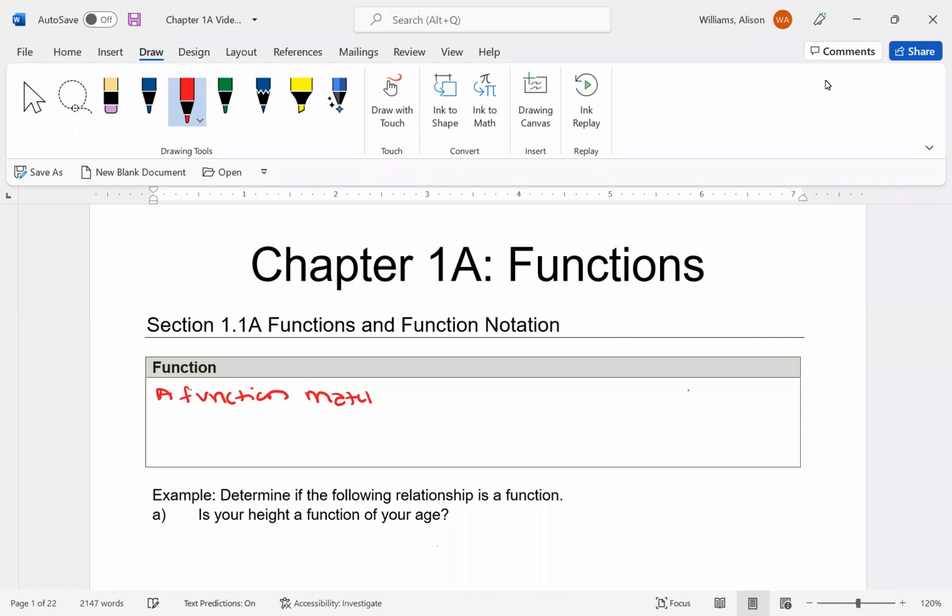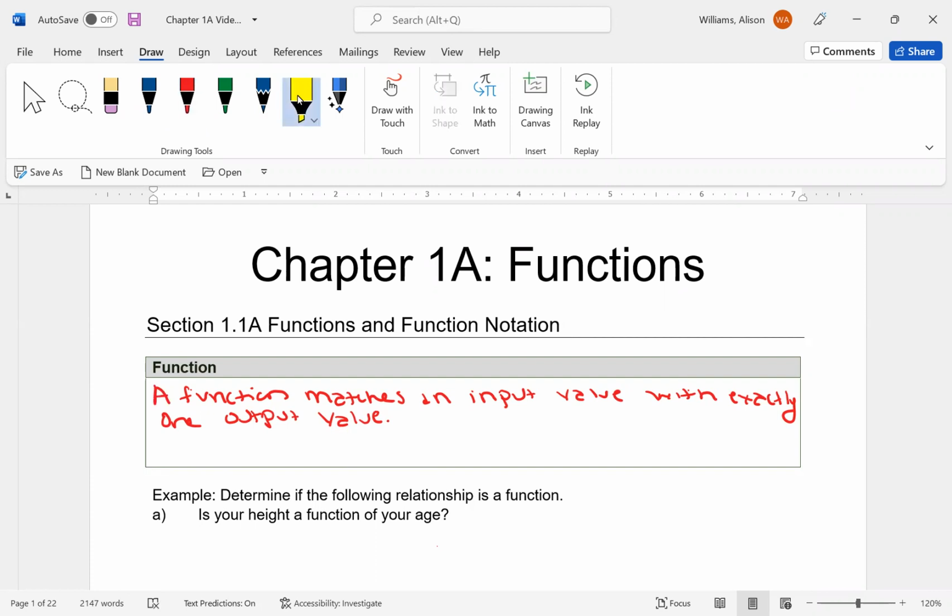So a function matches an input value with exactly one output value. That's a sad A. Let me fix it. Capital A. There we go. The most important phrase in this definition is exactly one. That's the most important phrase. And the reason is if our input matches to more than one value, that makes it not a function.